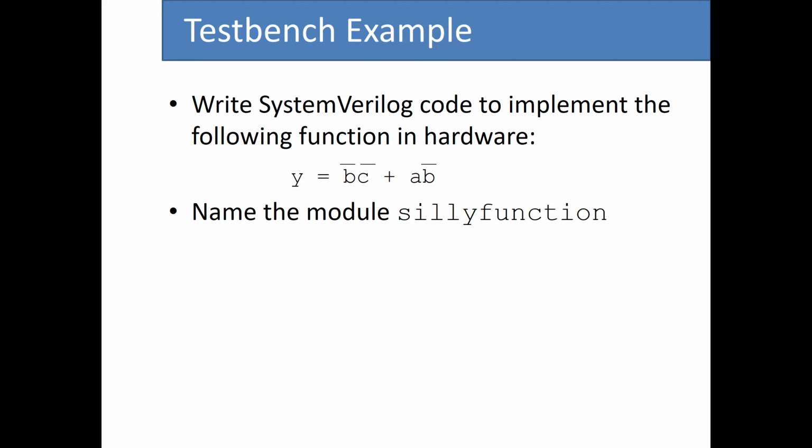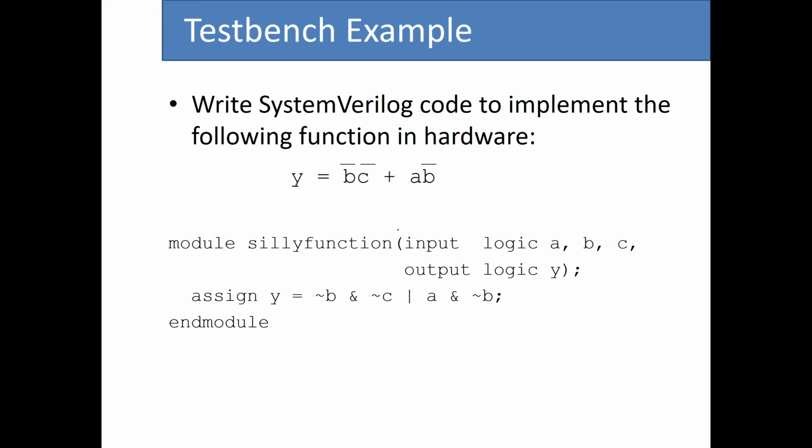Let's consider one very simple example. We want to write a module that implements this function. We call it the silly function: y equals b bar c bar or a b bar. The implementation of this function is very straightforward. Since it's only one statement, we can simply use the continuous assignment, or the assign keyword, to implement that.